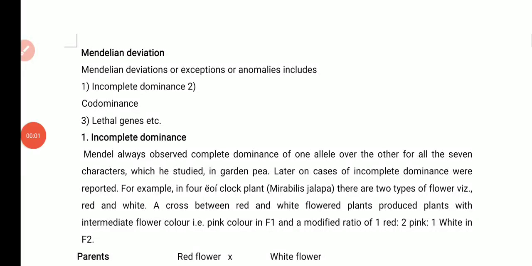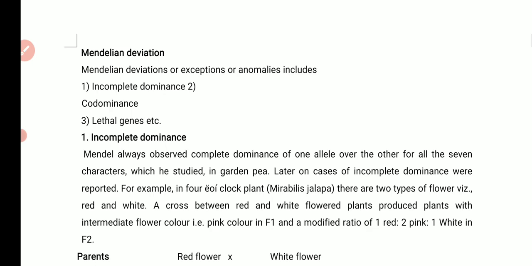Now let's look at some exceptions to Mendel's laws of inheritance. Exceptions means some deviations that do not follow his rule 100%. So they could be, like I have told you before, incomplete dominance. Then another one could be co-dominance. Another one will be lethal genes and others.